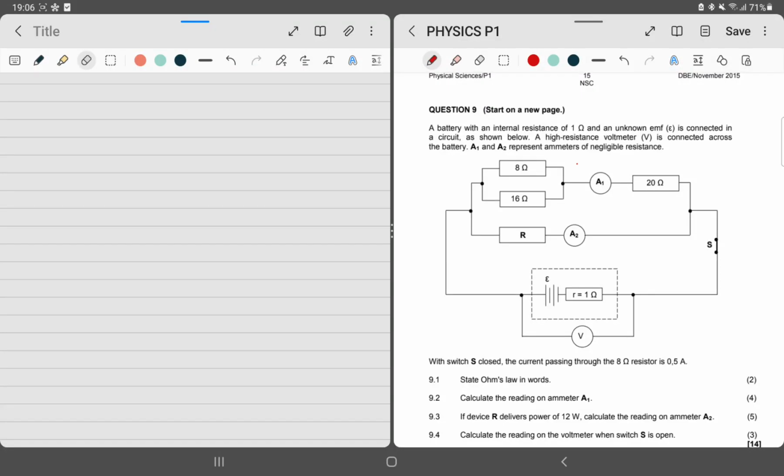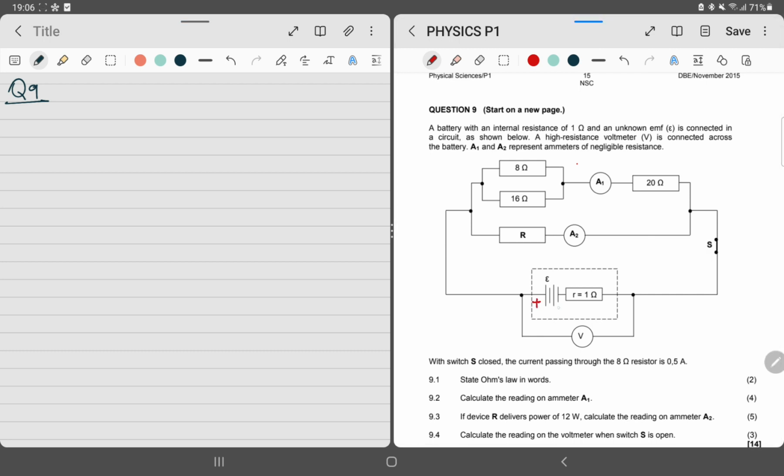The November 2015 grade 12 question 9. A battery with an internal resistance of 1 ohm and an unknown EMF is connected in a circuit as shown below. A high resistance voltmeter V is connected across the battery. A1 and A2 represent the ammeters of negligible resistance.